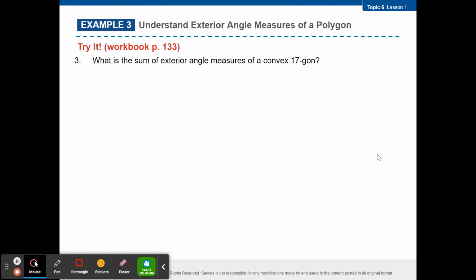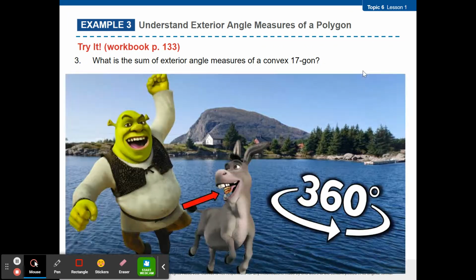What is it? 360 degrees. That is it. What's it going to be for a 1500-gon? 360 degrees. What's it going to be for a 1 million-gon? 360. It's not going to change. And that's only, I cannot stress this enough, it is only for exterior angles. And it does not involve interior angles at all. Okay?